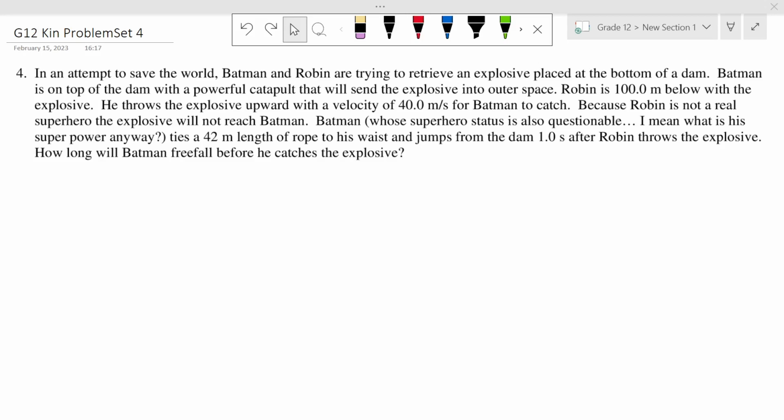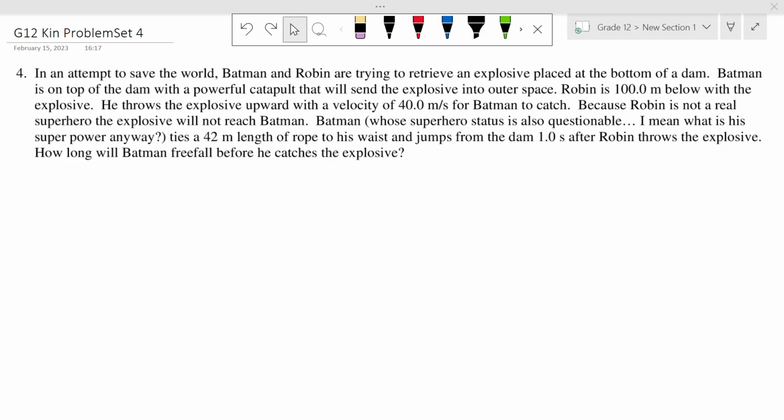Kinematics problem set number 4. In an attempt to save the world, Batman and Robin are trying to retrieve an explosive placed at the bottom of a dam. Batman is on top of the dam with a powerful catapult that will send the explosive into outer space. Robin is at 100.0 meters below the explosive, basically at the bottom of the dam. He throws the explosive upward at a velocity of 40 meters per second for Batman to catch.